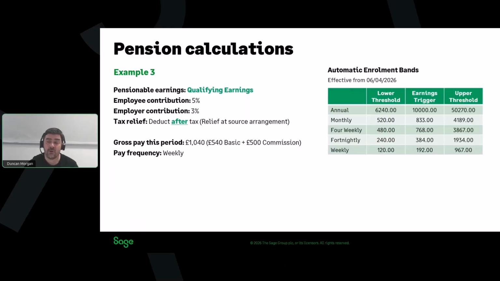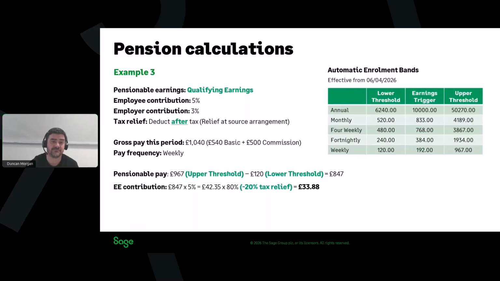So for this employee, when we look at the lower and upper thresholds for a weekly paid employee, we can see that they are earning above the upper threshold. So their pensionable pay in this example is simply the upper threshold minus the lower threshold, which for weekly paid employees is 967 minus 120, giving us pensionable pay of £847.